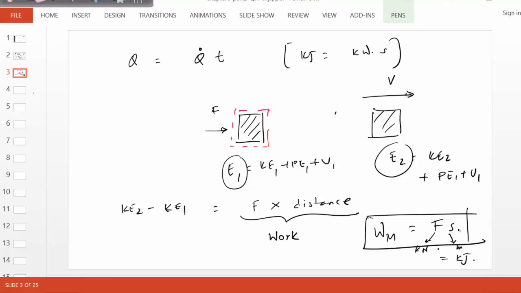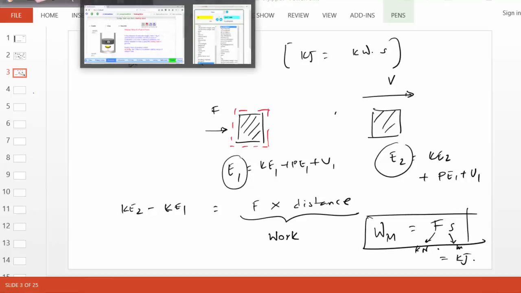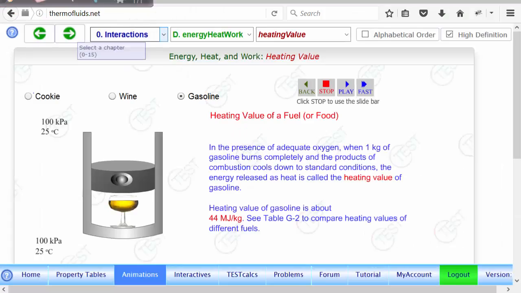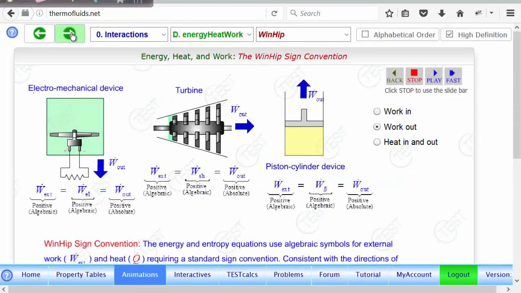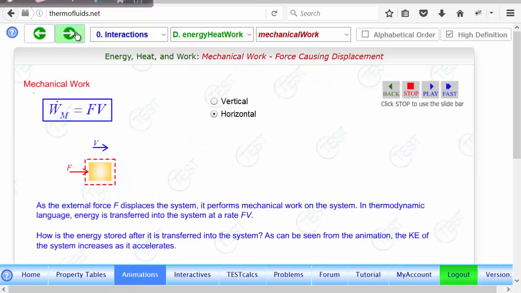Now let's expand this concept a little bit deeper. Obviously, if this work is done every second, how much work is done every second is what we call power in mechanics. We can say rate of work transfer if we want here. But that's not the main important thing. The important thing is that we understand different types of work. So for that, let me just quickly go find an animation.